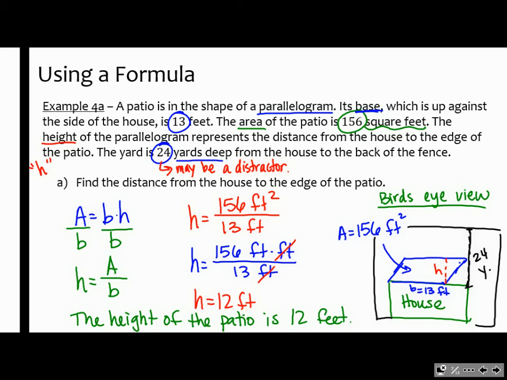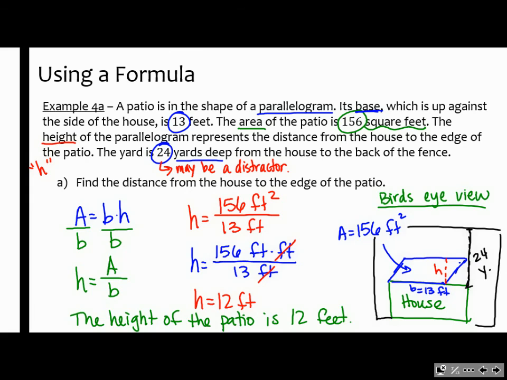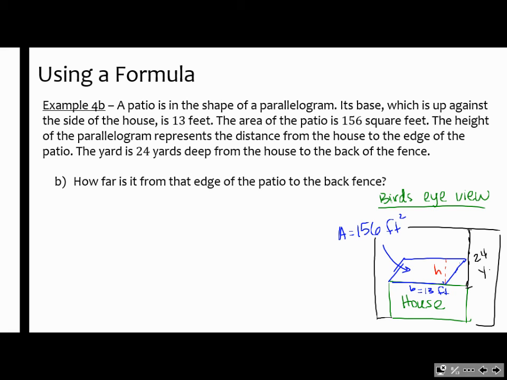Okay, I'm probably going to need that 24 yards for this next part. Let's see. Part B. How far is it from the edge of the patio to the back fence? Okay, so it wasn't a distractor. It was just the second part of the question. Let me grab my notes from the first part. Okay, so I grabbed my picture because I wanted that, and we found that the height was 12 feet. Okay, so how far is it from the edge of the patio to the back fence? That is the distance here.